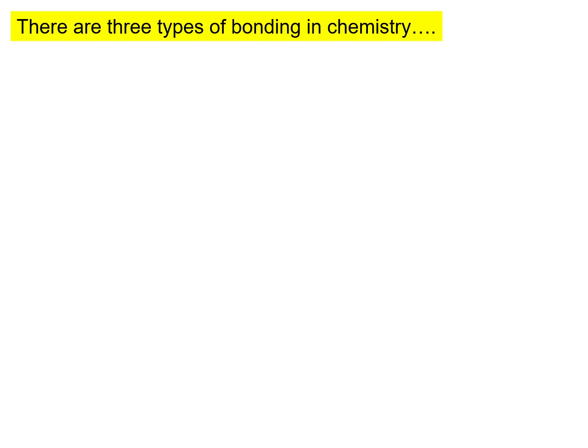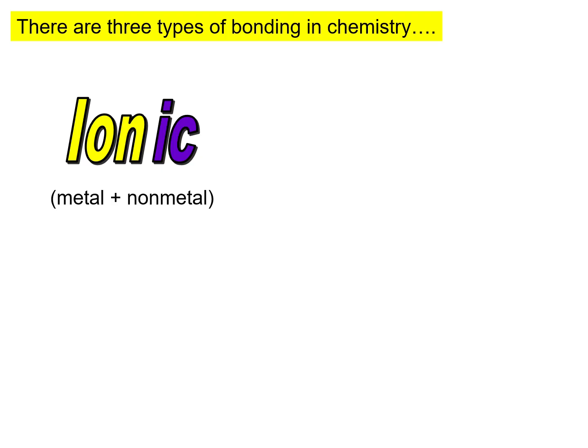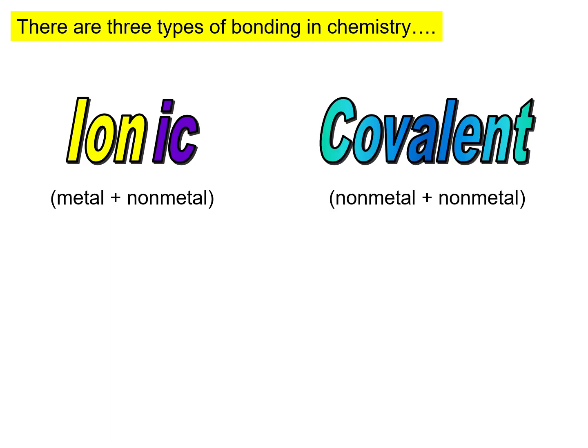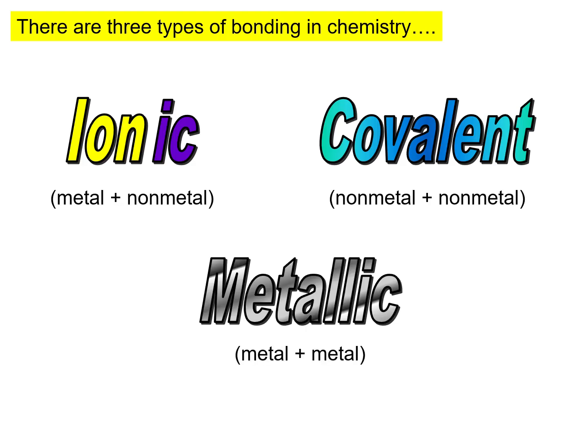So as I said, there are three different types of bonding in chemistry, and it depends on what kind of elements you are mixing together. For ionic compounds, you are combining a metal and a nonmetal. For covalent, you are bonding together two nonmetals. And for metallic, it's going to be two metals. Now, whether metallic bonds actually exist or not is kind of up for debate, but we are going to say that when you're mixing metals together, you have some sort of an interaction going on.